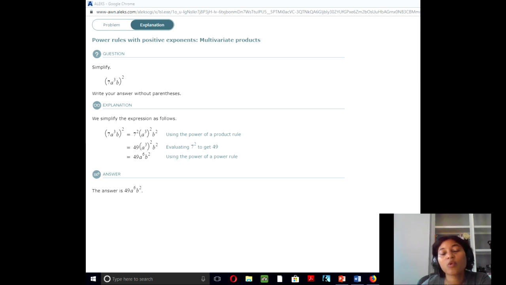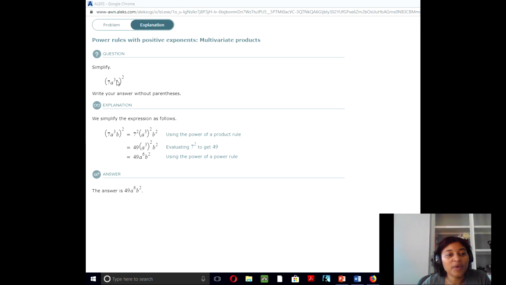This problem requires us to just simplify the problem that we have in front of us. So here we have (7a cubed b) squared. So here the only thing we're going to do is multiply the exponent of 2 with everything that's inside of the parentheses. So we have 2 times 7, which you would actually multiply 7 times 7, and that will give you 49.